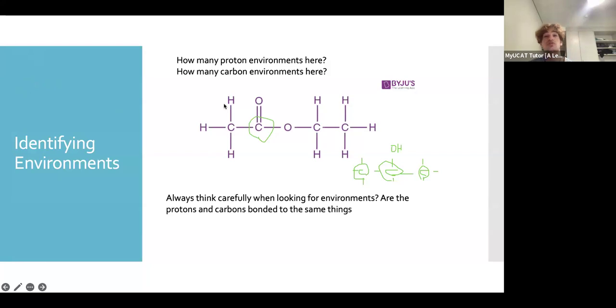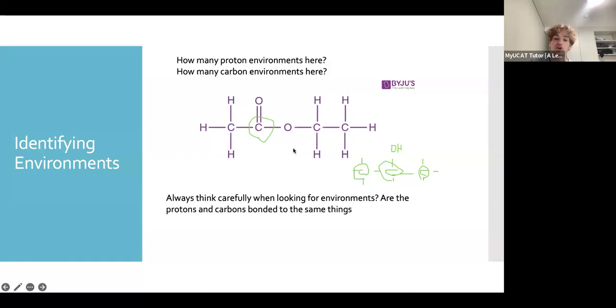Okay, yeah. So this is just something to really emphasize: the number of carbons is not necessarily the same as the number of carbon environments. And what you basically have to do is, in your head, make a list. What is this carbon atom bonded to? And is it exactly the same as this other carbon atom? And the same for the protons as well.